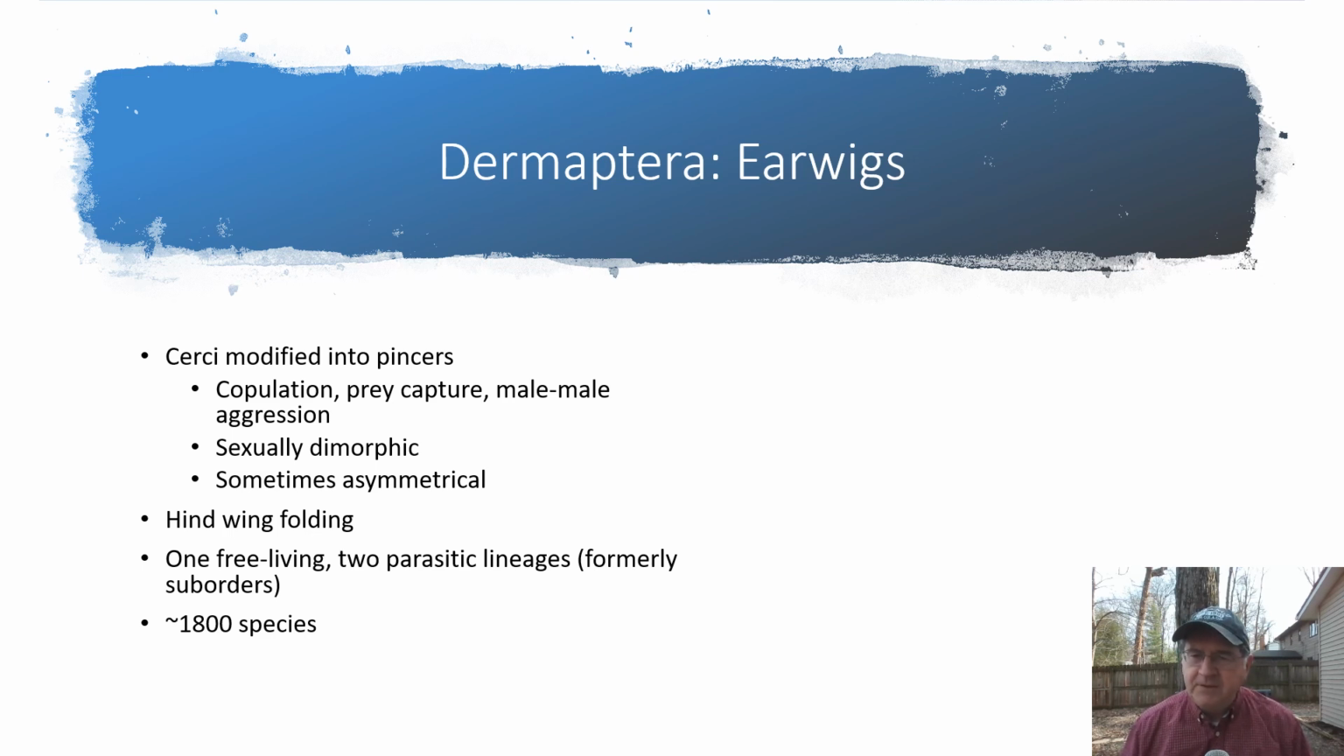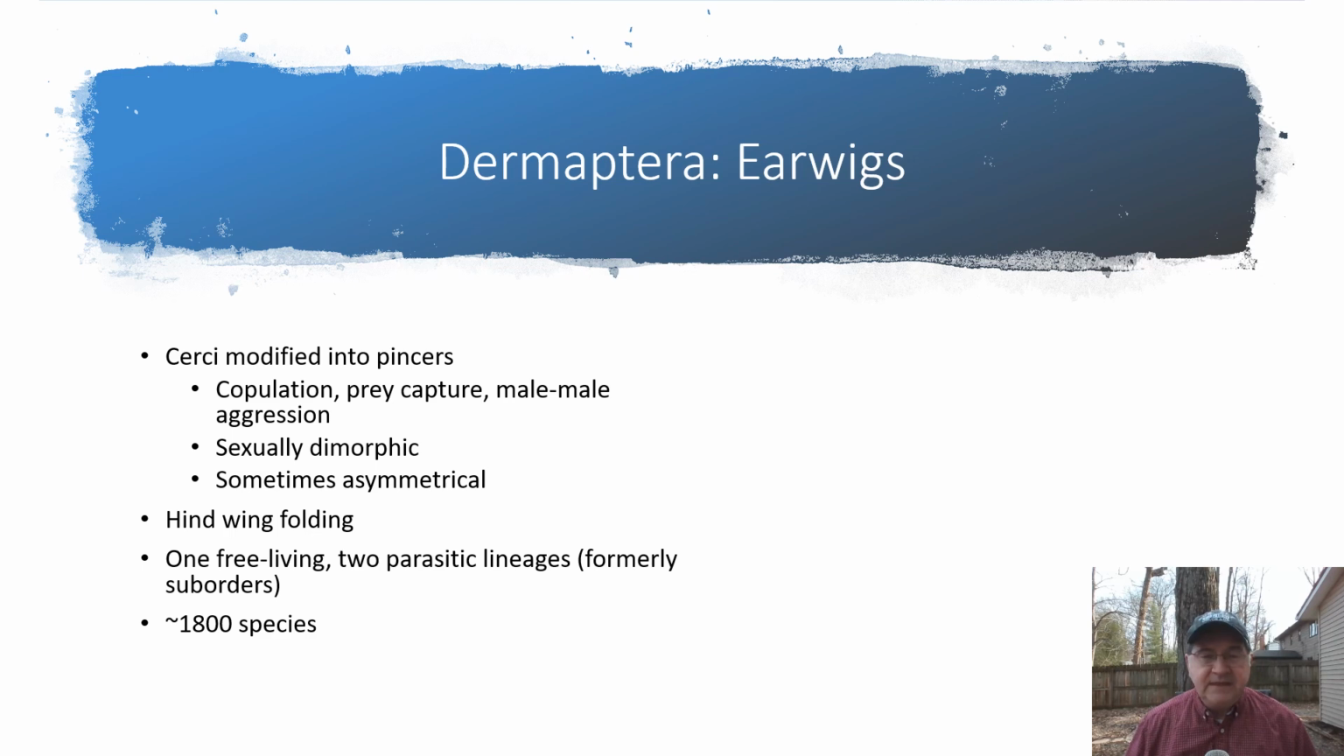Now, we saw something similar to this in the Japygids within the Diplura, and you'll also see things similar to that, for example, in beetle larvae. But it's one of the characteristic things of earwigs. These modified cerci are used in copulation, for articulation of the male and female during the process of copulation. In some cases, they're used for prey capture, and for male-male aggression. They're using them for a lot of different behaviors.